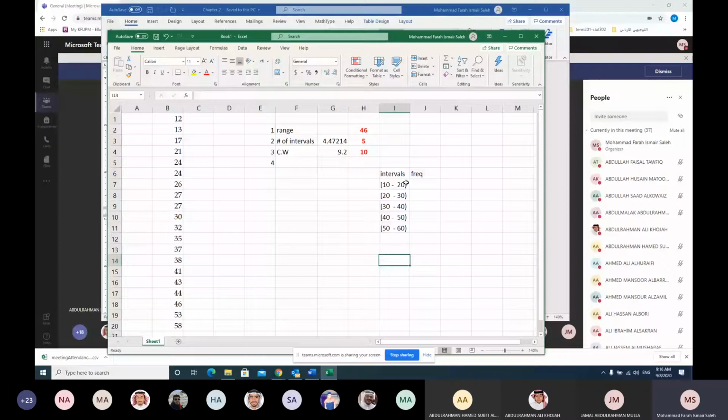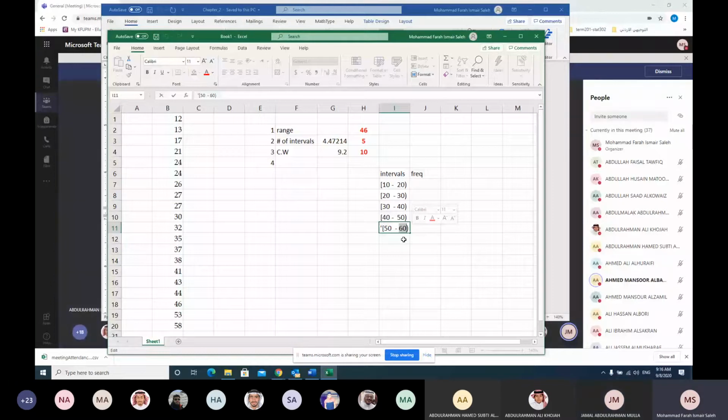Now we have a problem here. Is this number the maximum? No. If yes, what can we do? We make it closed. But if no, you cannot make it closed. Stop. Add another class.